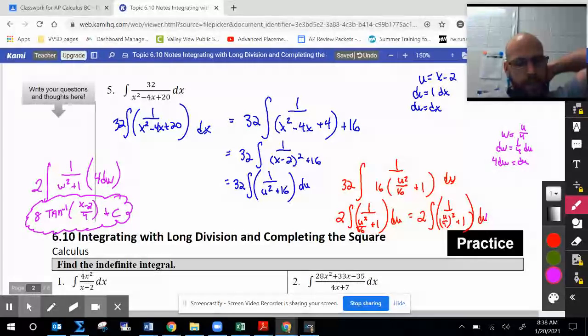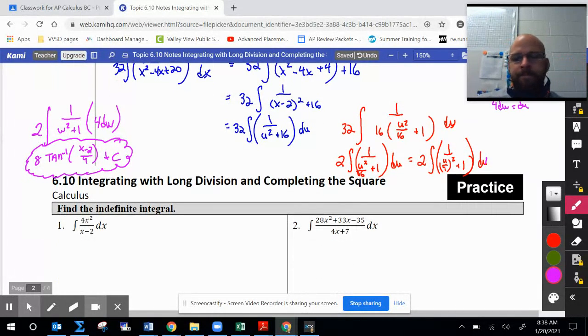Okay, so a lot going on there. Number 5 obviously has a lot of moving pieces. Kind of go from there.